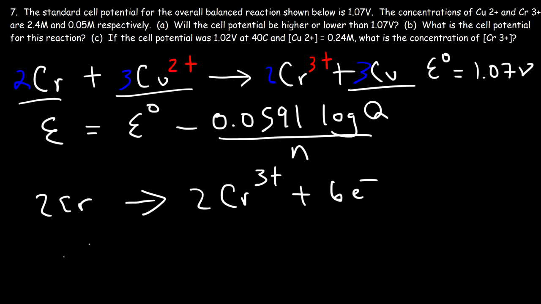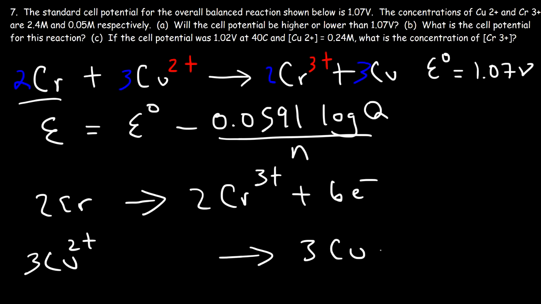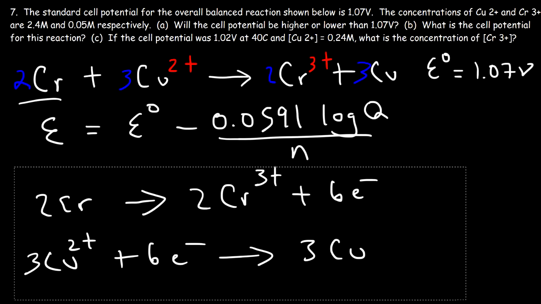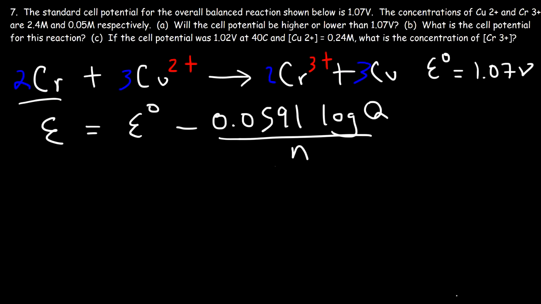And then if we focus on copper, on the right side, the charge is 0. On the left, it's plus 6. So we need 6 electrons on the left to balance it. So we can clearly see that N is equal to 6 for this particular problem. Now what we need to do is calculate Q, the reaction quotient.